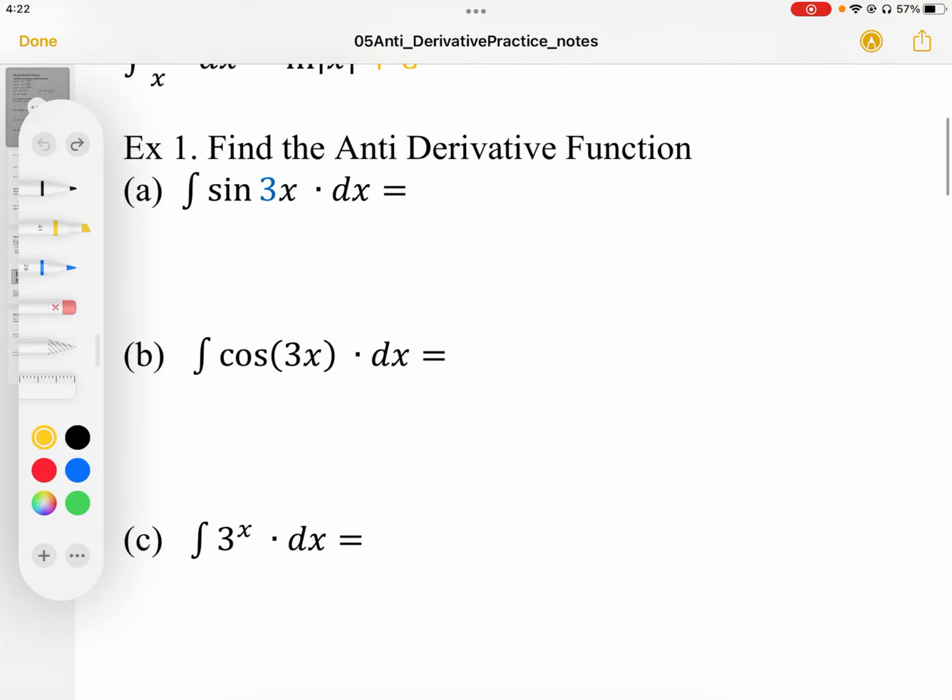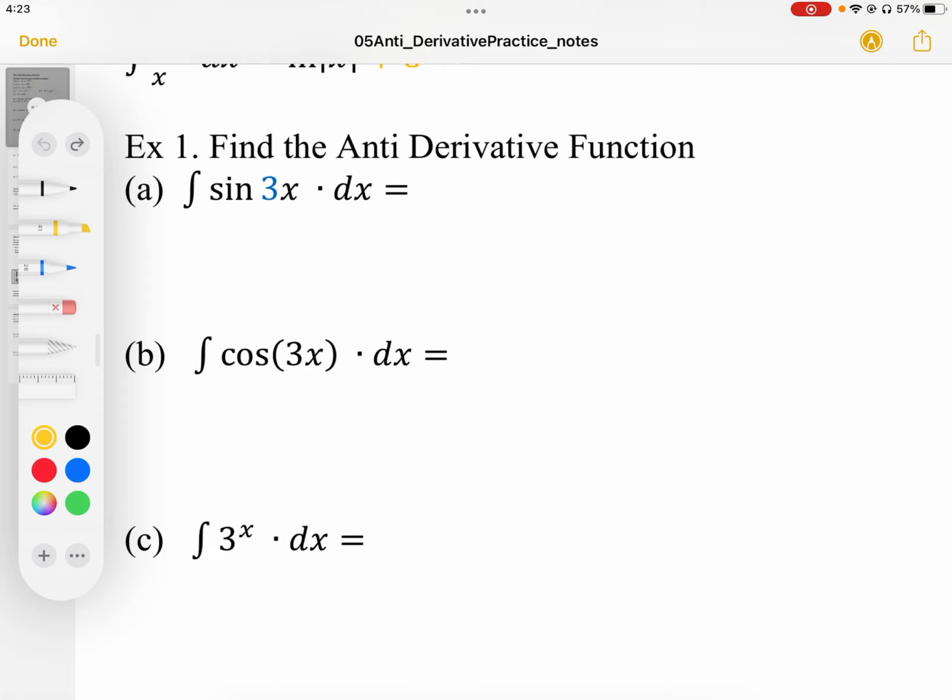Practicing some antiderivative functions, we have sine of 3x, the antiderivative of that, or the indefinite integral. The derivative of cos is negative sine, so the antiderivative of sine is going to be negative cos. So we're going to end up with y equals negative cosine, and there's a 3, a horizontal compression, with the x. To account for that horizontal compression, we need to make sure that we divide by that 3. And we can't forget the plus c.